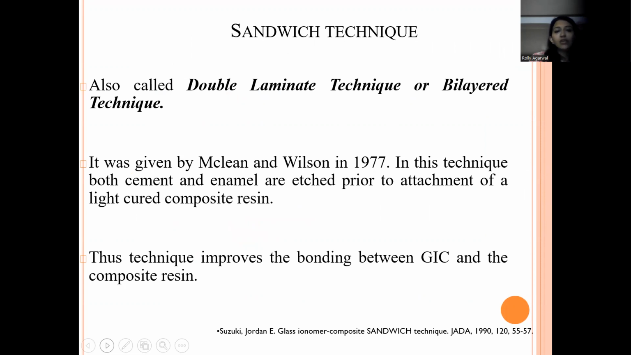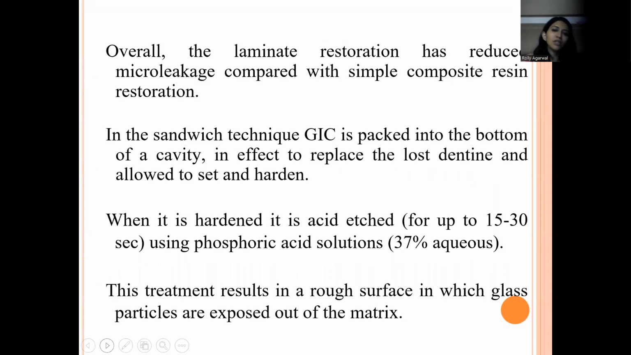Okay, so the sandwich technique is also called the double laminate technique or the bilayer technique. It was given by McLean and Wilson in 1977. In this technique, both cement and enamel are etched prior to the attachment of a light cured composite resin. Now, as compared to traditional GICs, it is more sensible to use resin modified glass ionomer cement in the sandwich technique.